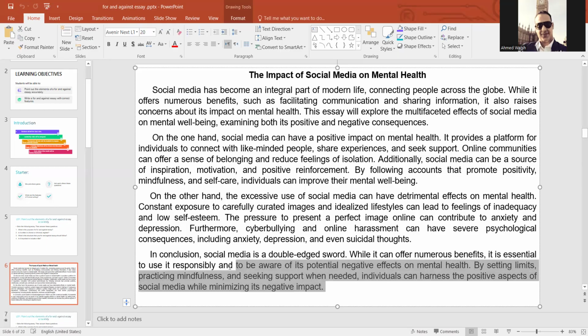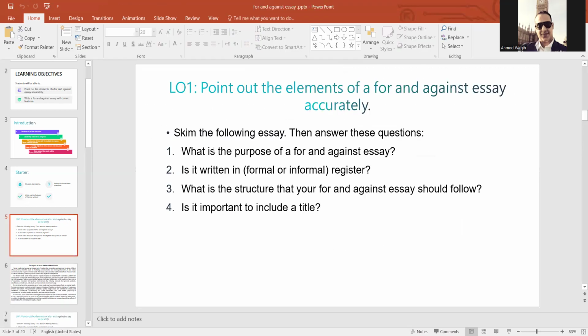I feel that here he's balanced, and this is called balanced consideration in the conclusion. He's not expressing his opinion or going to one of the two sides, if you've noticed. So we've read it together now. Let's go and analyze this. This passage, this essay actually, what is the purpose of the for and against essay?